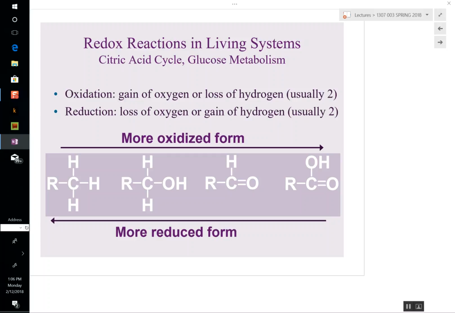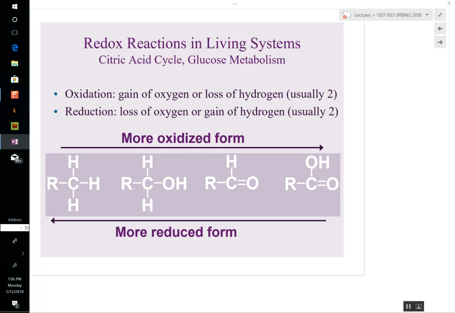This has an oxygen. This doesn't. All right? So this alcohol, when you compare it to this, has gained oxygen. Yes? Right? So it did what? It oxidized.